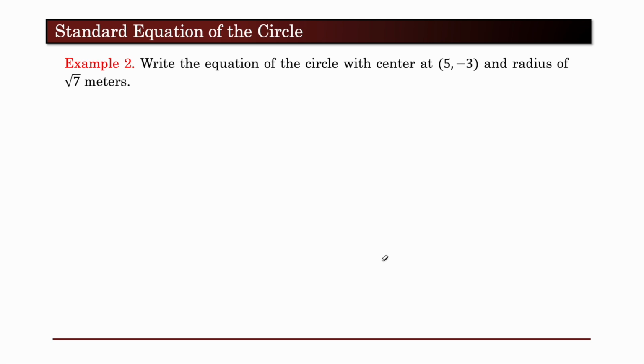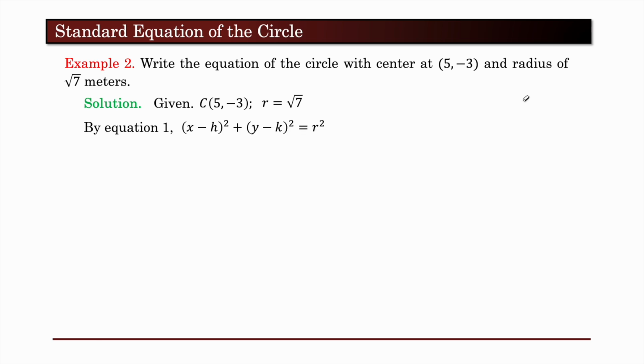Let's have another example. Write the equation of the circle with center at 5 comma negative 3 and radius of square root of 7 meters. So, same process. Let us write the given 5 comma negative 3 as the center, radius square root of 7. Now, by equation 1, why equation 1? Correct. The center is located at h, k once again. Okay? And that represents the 5 comma negative 3 located at quadrant 4.